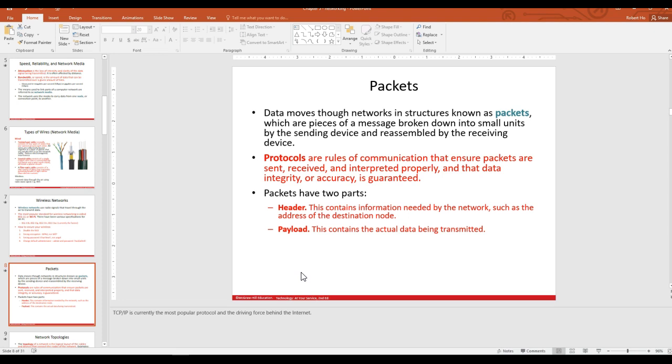Packets have two different parts, remember, a header and a payload. The payload is the actual data that is being transmitted, and the header contains information needed by the network, such as the source and destination address. It's like when you send a package through UPS, you need to have the destination mailing address and also the sender address, right? Otherwise, the package will not be sent by the USPS or postal service.